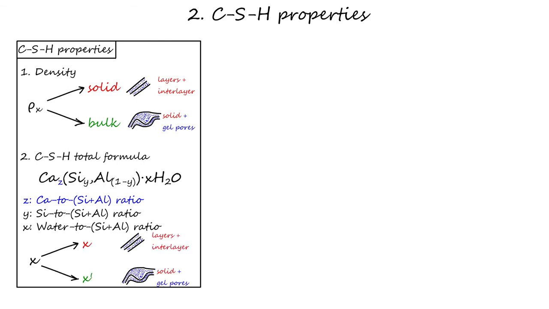Similar to the density, two water contents X can be written down. X in red denotes the composition if only the interlayer water is included. X prime in green denotes the composition if also the gel water is included. Let's look at the density of CSH first.